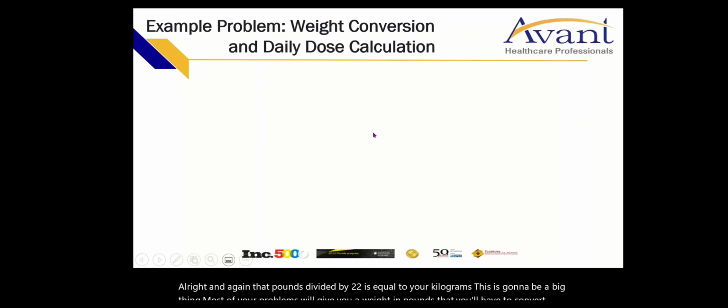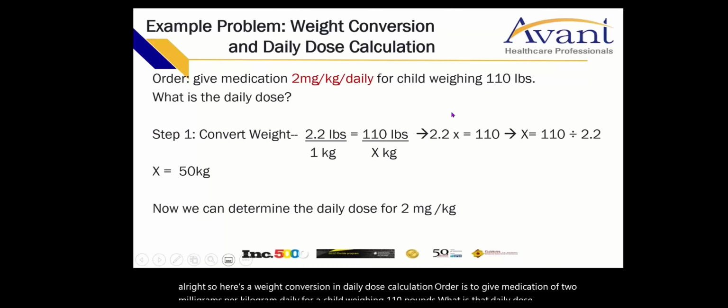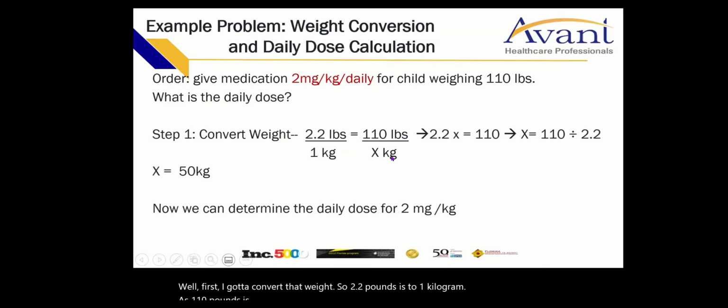All right, so here's a weight conversion and daily dose calculation. Order is to give medication of 2 milligrams per kilogram daily for a child weighing 110 pounds. What is that daily dose? Well, first, I got to convert that weight. So 2.2 pounds is to 1 kilogram as 110 pounds is to X kilograms. I cross multiply, I make my equation, right? 2.2X is equal to 110. I solve for X. Dividing both sides by 2.2 gives me X is equal to 50 kilograms.